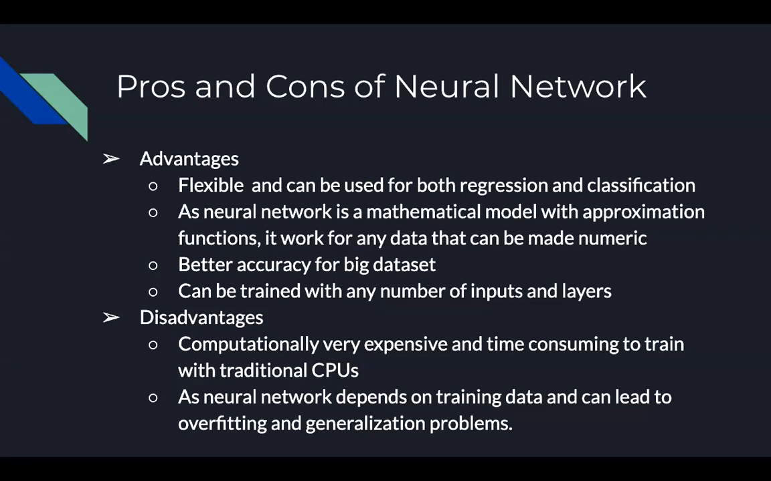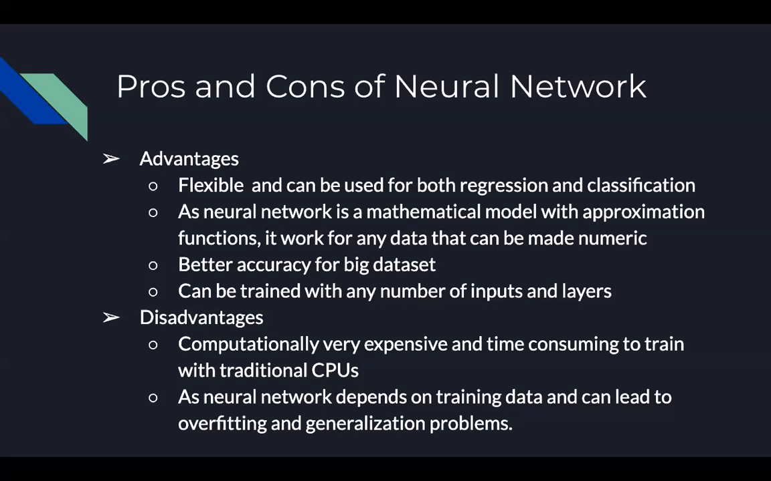So I want to discuss the advantages and disadvantages of neural networks over traditional machine learning algorithms. At first, for advantages, a neural network is flexible, and it can be used for both regression and classification problems. And then a neural network can work for any data that can be made numeric because it is executed based on a mathematical model with approximation functions. And when we train our neural network with a big data set, we get high accuracy. And then it can be trained with any number of inputs or layers, so we can adjust based on our data and our output how many input layers we can add. So these are the advantages of neural networks.